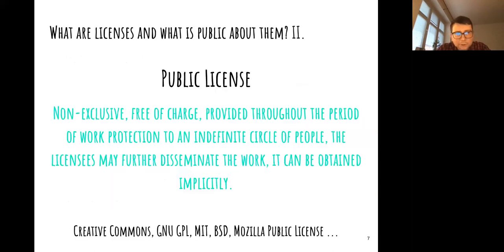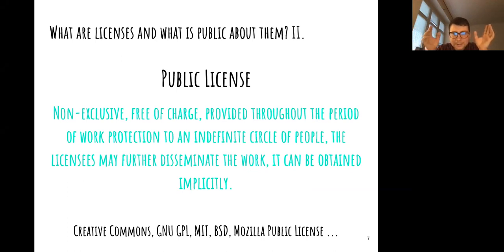So what's the public thing there? Basically, a public license is non-exclusive, free of charge, and provided through the whole period of protection to an indefinite circle of people. The licensees may further disseminate the work. It can be obtained implicitly. So what does it mean? Non-exclusive means it's not for one person, it's for everyone. It's free of charge. It's irrevocable. That means that if you license something under this license, then for eternity this artwork is protected by it. So you waive these rights that you license.